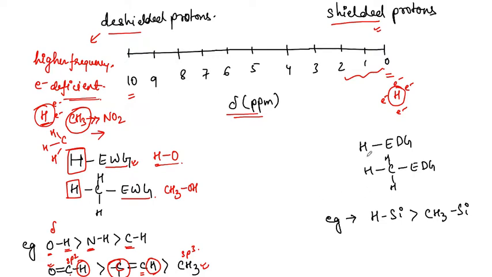Also, if the proton is connected to an electron donating group, then it is going to be in the shielded zone. Or if the proton is connected to a carbon which is connected to an electron donating group like methyl silane, the silicon is going to make the protons more shielded. The protons which are connected to a carbon connected to silicon are going to be more shielded. All right, this is how it is going to be.